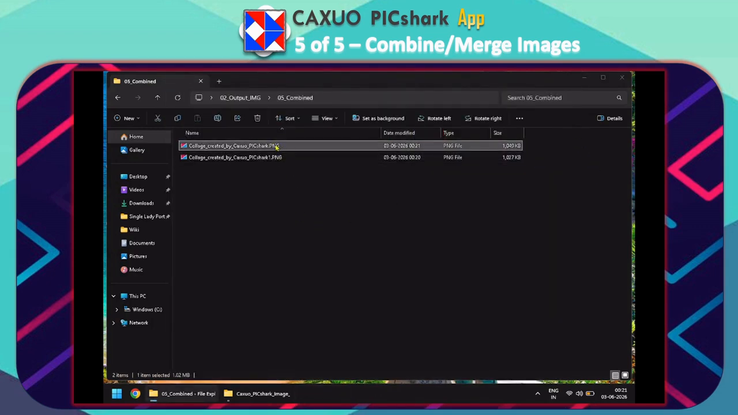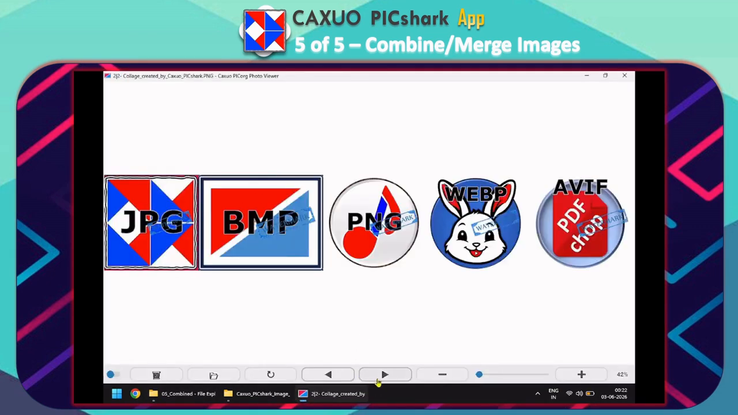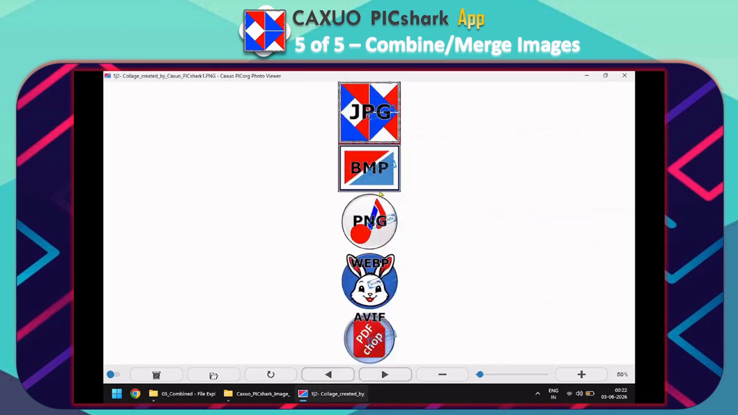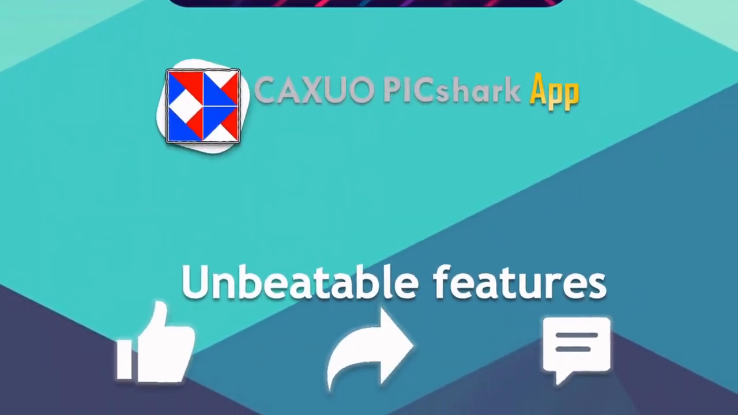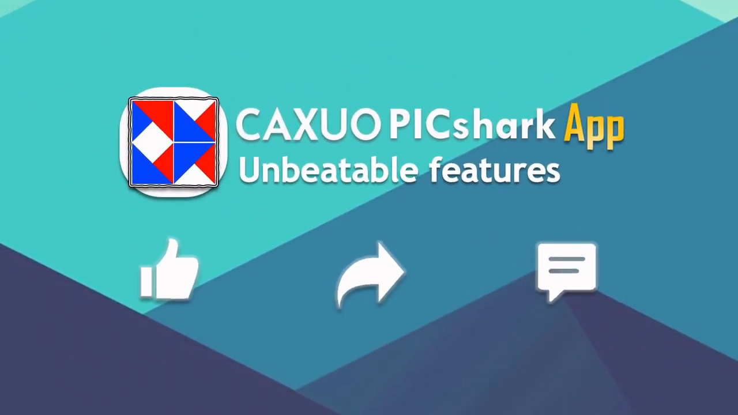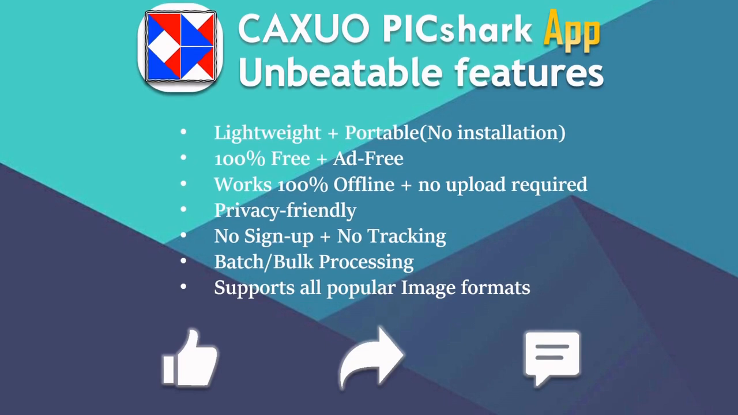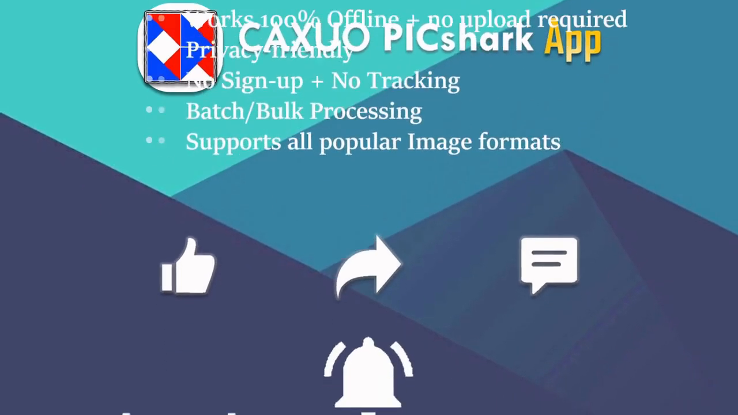You can create so many types of collage, including rectangular ones as well, by combining this vertical and horizontal process in the manner you wish. Apart from these 5 essential image-related processes, Caxuo PICshark also offers some unbeatable features which you will not find anywhere else. Apart from being totally free and portable, this app is lightweight, privacy-friendly, and works 100% offline without need of signups, while supporting all the popular image formats and batch bulk mode processing of images.